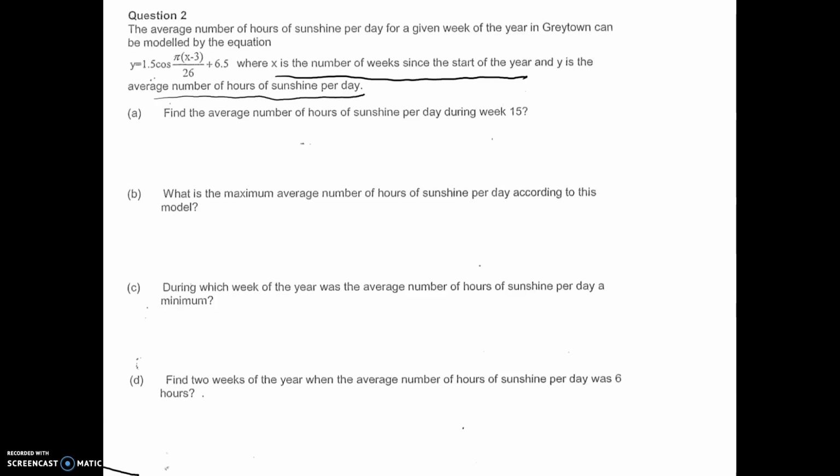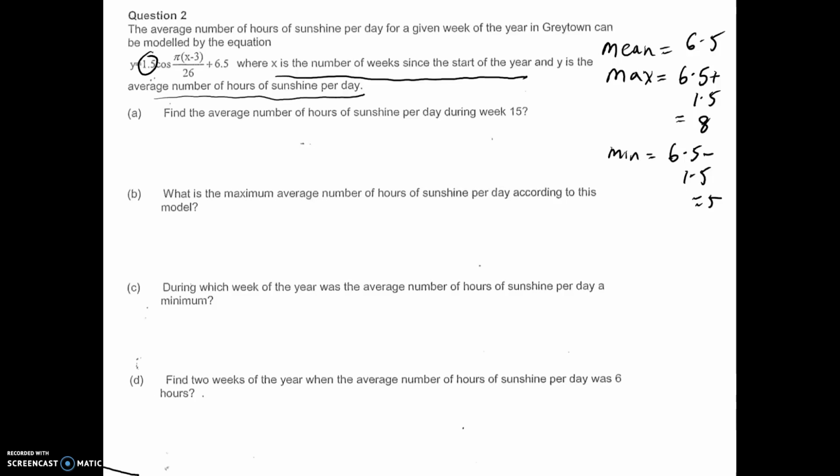From this function, we can figure out our mean value is 6.5 and the amplitude is 1.5, so the max will be 6.5 plus your amplitude, which is 8. Your minimum will be the mean take away amplitude, which is 5.